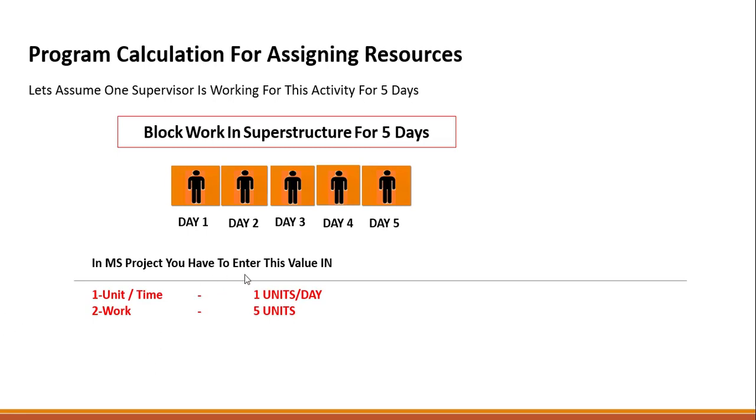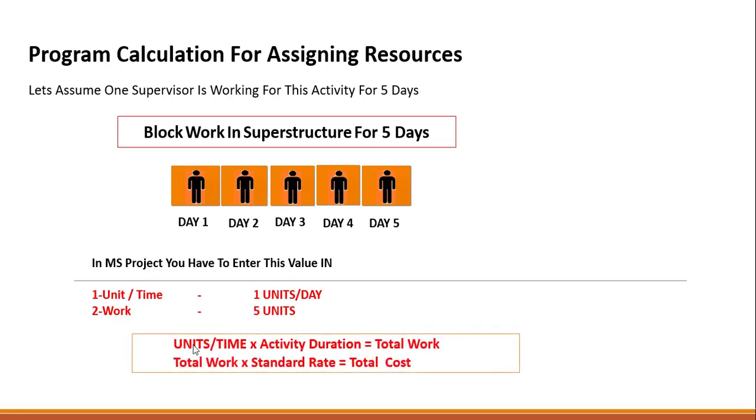Now in MS Project, if you enter this value in the unit, you need to just enter 1 unit per day. And if you enter this value in the work, you have to enter it as 5 units. So you need to understand both of these, unit and work. If you enter the work, you need to enter the values for the whole work, and if you are going to enter the units, you need to enter unit per day.